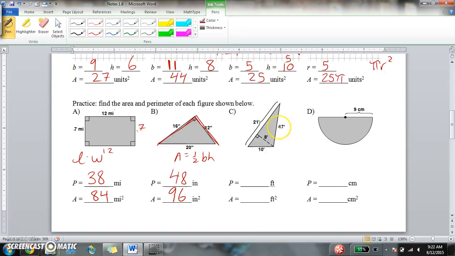This one, tricky. So, perimeter, first of all, do not count this 8 in the middle. That is not outside the triangle. You want to only count the numbers outside the triangle. So 21, 17, and 10. If you add all those up, you're going to get 48 again.